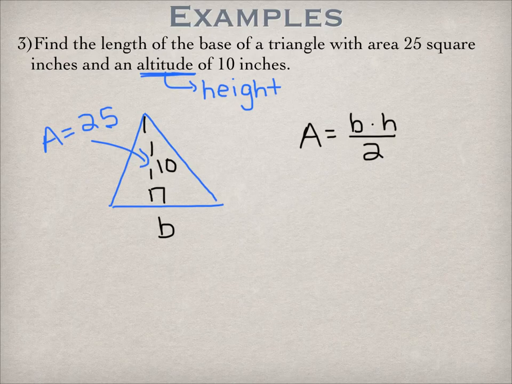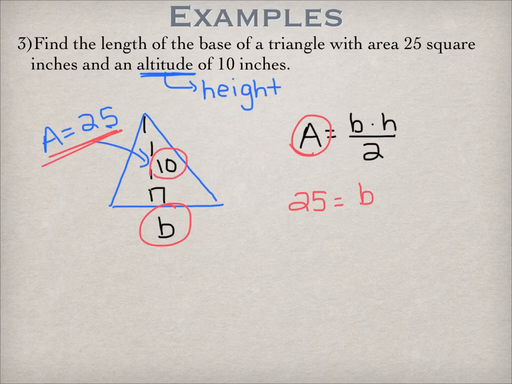And I'm going to plug in whatever numbers I can. So I know that A has to be 25. I don't know what B is, so I'm going to leave that as a B. But I do know what H is. My H is a 10 divided by 2. And I want to solve this for B.